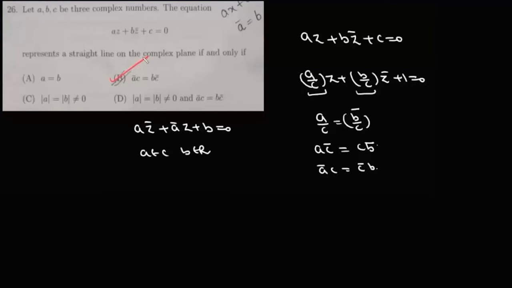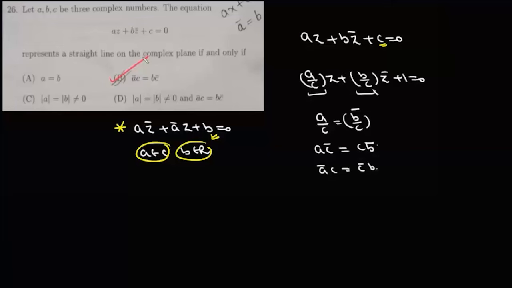Now question number 26 is a straightforward question. It says if A, B, C are three complex numbers, then this equation AZ plus BZ bar plus C equals to 0 represents a straight line on the complex plane if and only if. Now we know that the equation of a straight line in the complex plane is given by a z bar plus a bar z plus b equals to 0, where a is complex and b is real. So this b should be real. First we have to make this part real.